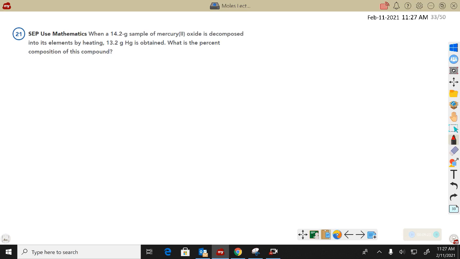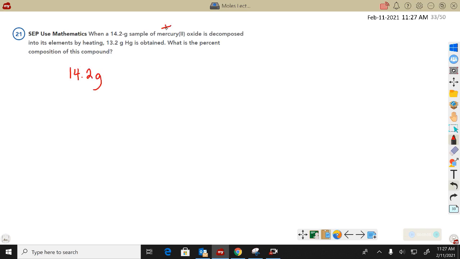Now, realistically, if you were doing this in the lab, the oxygen gas is just going to go off into the air. It's a gas. But what you'd be left with in your container would be the liquid mercury, the metallic liquid mercury metal. So this is pretty typical data in that I don't know how much oxygen was in the compound because that's gone, that's off into the air. But I do know the amount of mercury left behind.